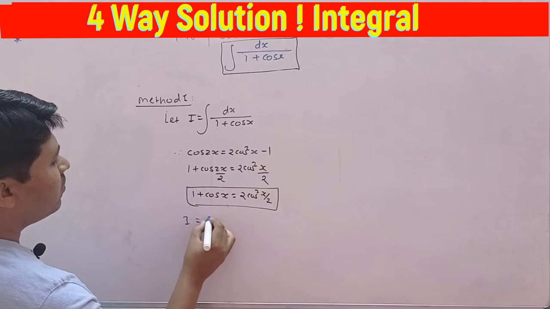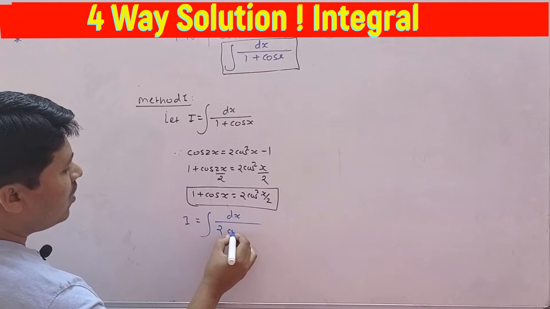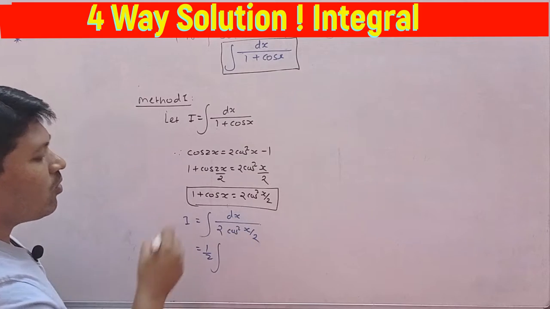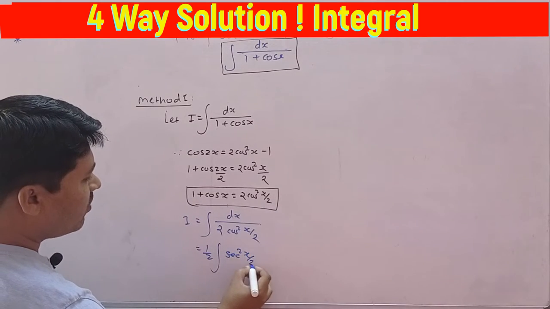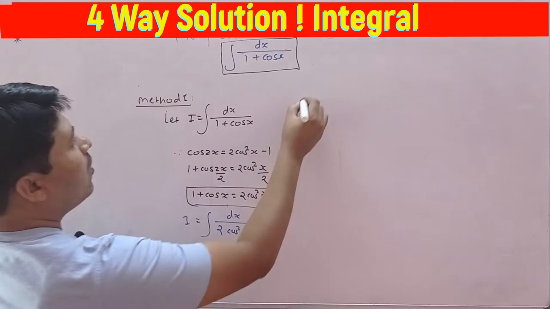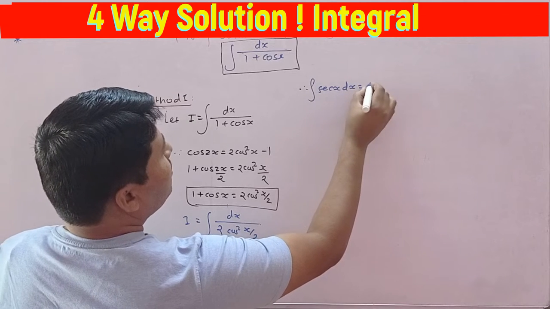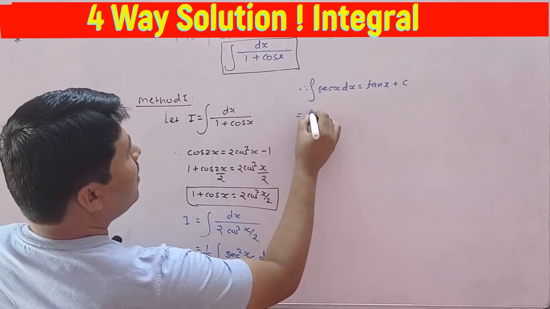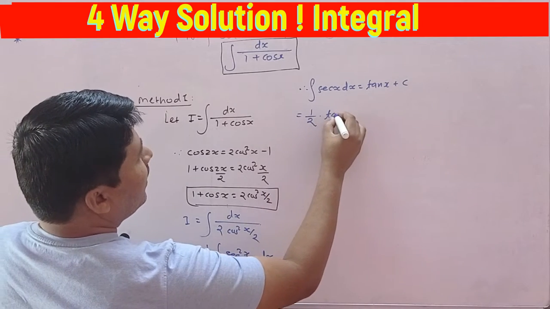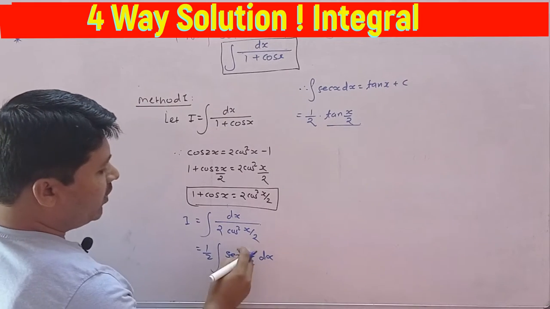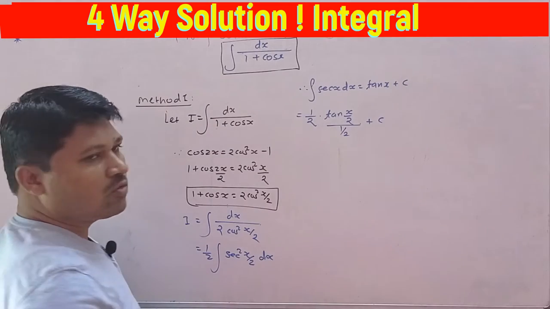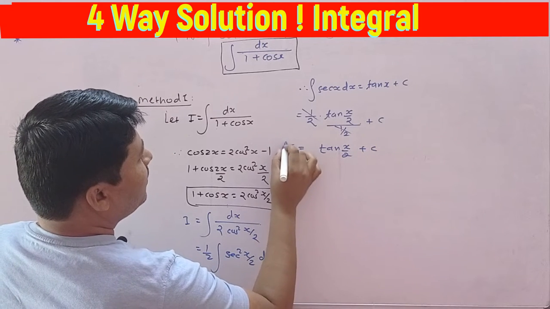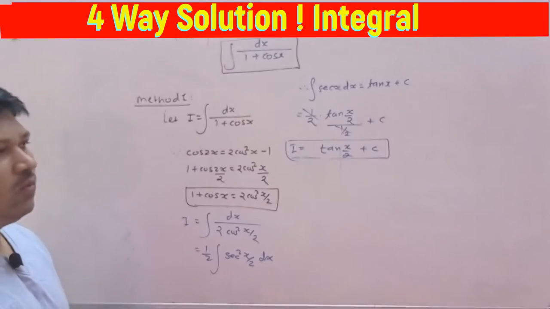Therefore, I is equal to the integral of dx upon 2 cos square x by 2. Here 1 by 2 is a common term, and 1 upon cos square x by 2 is sec square x by 2, dx. We know the formula for the integration of sec square x dx is tan x plus a constant of integration. Therefore we write 1 by 2 into tan x by 2, and the derivative of x by 2 is 1 by 2, plus c, the constant of integration. Here 1 by 2 and 1 by 2 cancel, and we get tan x by 2 plus c. This is the method 1 solution.